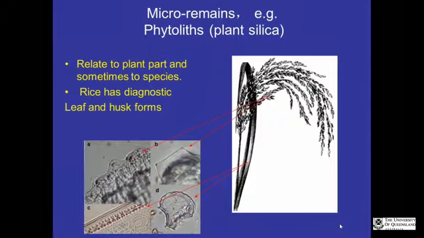So here's an example with the rice plant where you've got very distinctive double-peaked phytoliths in the husk. There's the top two, and you get these fan-shaped, what are called bulliforms in the ribs of the leaves. Right, so we can use those to diagnose from phytoliths that rice is present.